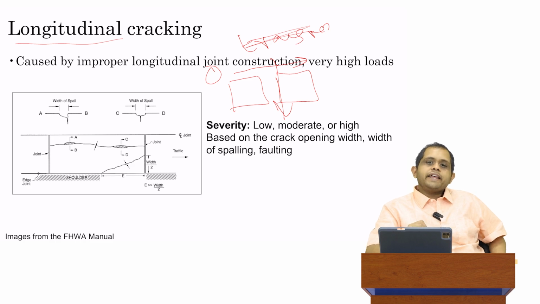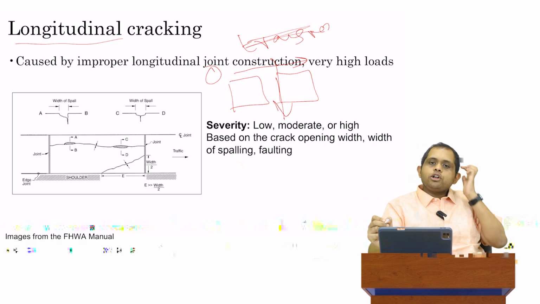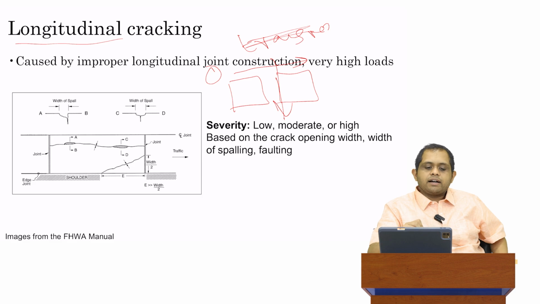Okay, so then we have two types of cracking which we're particularly interested in. One is called longitudinal cracking and one is called transverse cracking. How do we differentiate between longitudinal and transverse cracking? Just look at the direction along which the crack is moving. If the crack is approximately parallel to the direction of traffic, we call that longitudinal cracking. If it happens to be in the transverse or perpendicular direction, we call that transverse cracking. So let's look at longitudinal cracking. We'll get to transverse cracking after this.